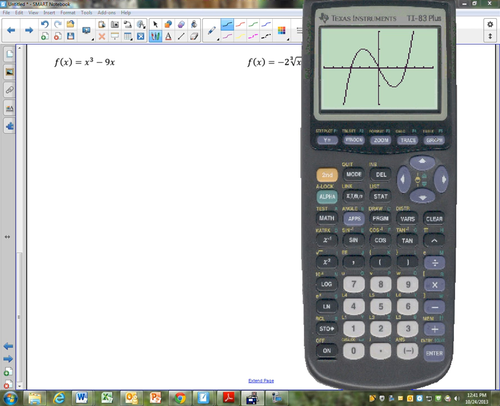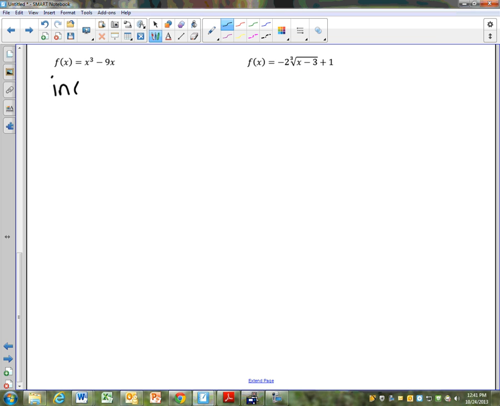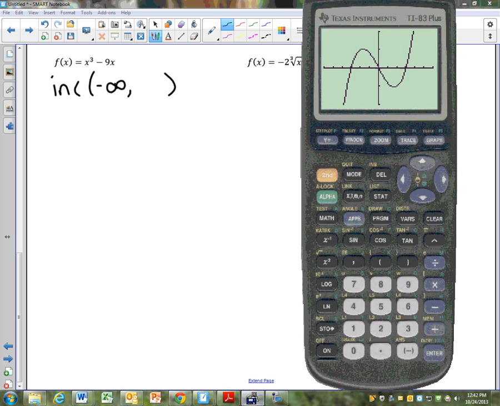Isn't that a beautiful graph? So you tell me, am I increasing or decreasing right here? Increasing. So we have an interval of increasing from -infinity to some other number. You guys tell me when I stop increasing.